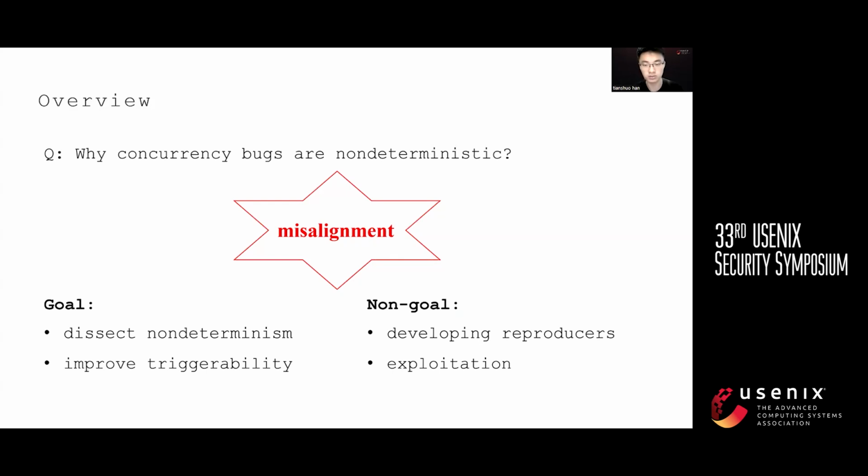In this research, we identified a new factor named misalignment, and our study found that it's a dominant factor in the triggering process of concurrency bugs. In summary, the goal of our work is to understand the cause of this non-determinism, and based on our findings, we developed CARDSHARK to improve the triggerability of concurrency bugs. Our study focuses only on improving the triggerability, so we assume that the reproducers are already available, and we don't cover the exploitation of the bug's outcome, which are usually memory corruptions.